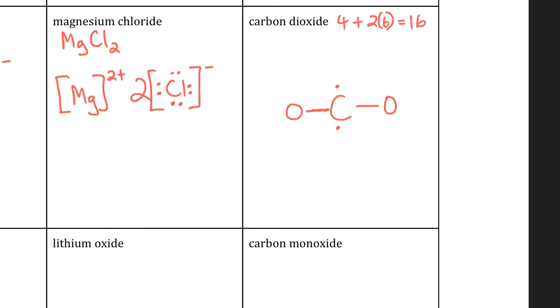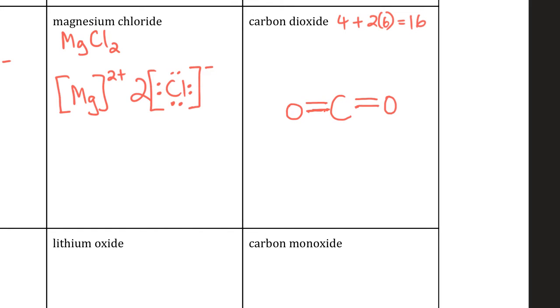So let's try this. What if we took these 2 electrons that are at the top here and at the bottom and formed bonds with oxygen? So there's a double bond. Well, then you'll have 1, 2, 3, 4, 5, 6, 7, 8. So that's perfect for carbon.